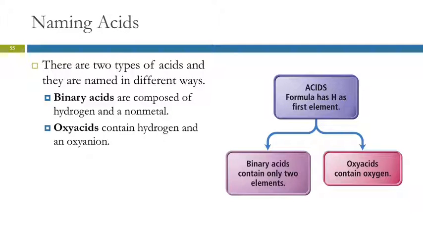Okay, two types of acids, and they're named according to different rules. I'm not a fan of this name, binary acids, because there are a couple that fall in this category that have more than two elements. But generally, binary acids, only two elements. Oxyacids, these are compounds that start with H, and they have oxygen in them, in addition to another element. So it's an acid, but it has oxygen in it. So I prefer to think of it as the oxyacids and the other ones, because that covers everything.